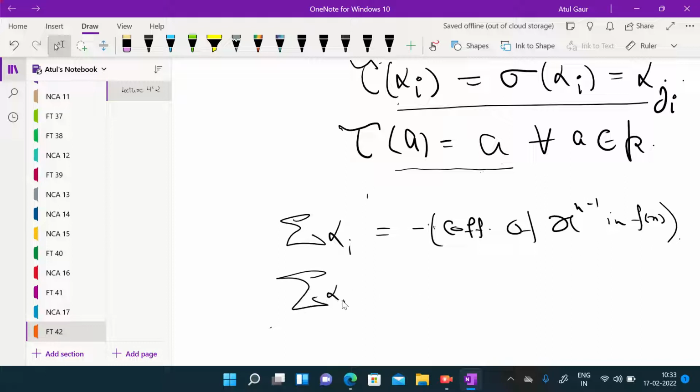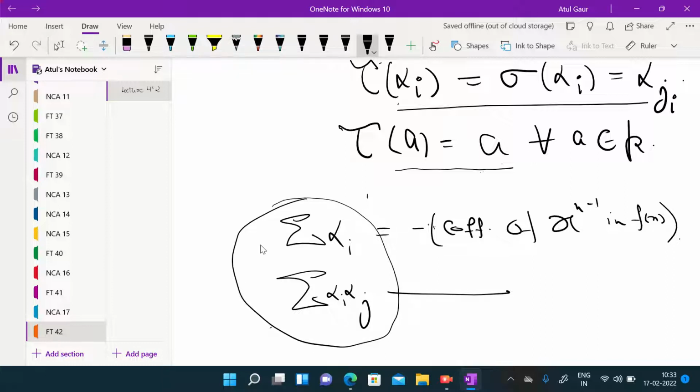ठीक है, ऐसे ही summation alpha i alpha j है तो कोई भी ऑटोमॉर्फिज्म आप डिफाइन करने जाओगे तो बिकॉज दैट हैज टू प्रिजर्व एडिशन मल्टीप्लिकेशन, तो वो इन रिलेशंस को भी उसको प्रिजर्व करना पड़ेगा, राइट? कोई भी ऑटोमॉर्फिज्म है उसको दैट हैज टू रेस्पेक्ट दीज रिलेशंस, all these algebraic relations which are among the roots, right?